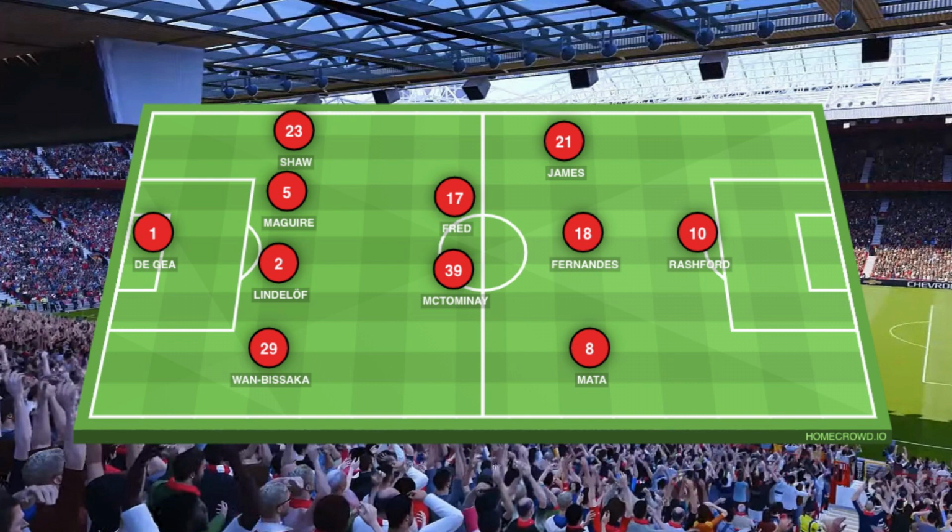back, Shaw at left back either side of Maguire and Lindelof. Fred and McTominay started as a midfield double pivot with Bruno Fernandes in front, Mata started from the right, Daniel James played from the left and Marcus Rashford started up front.